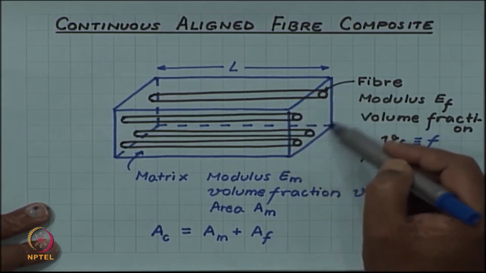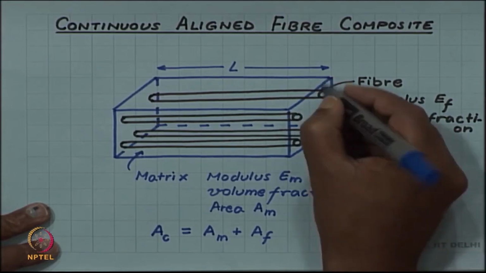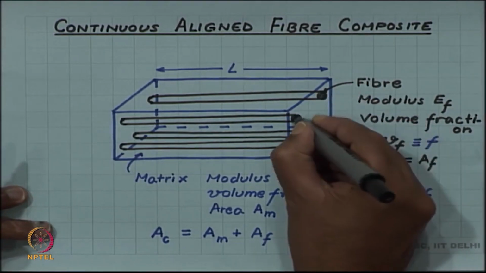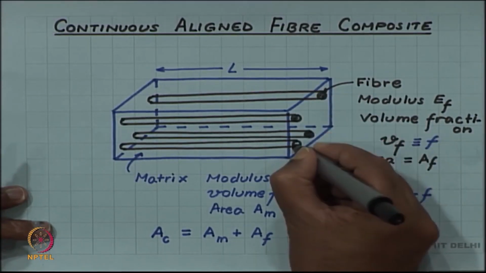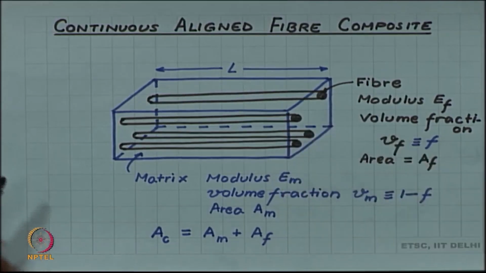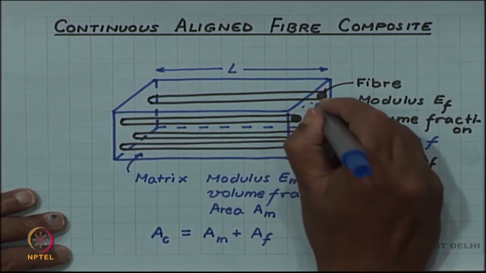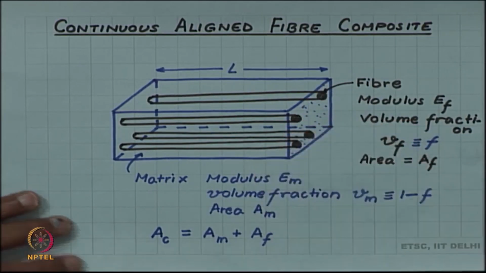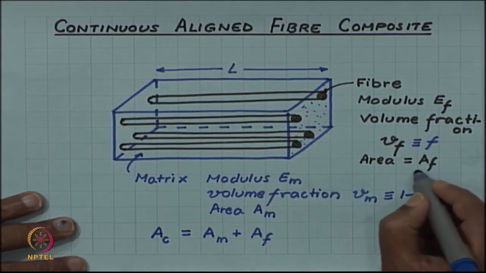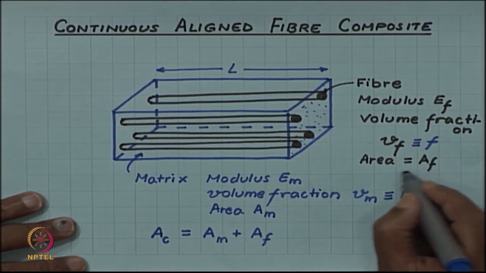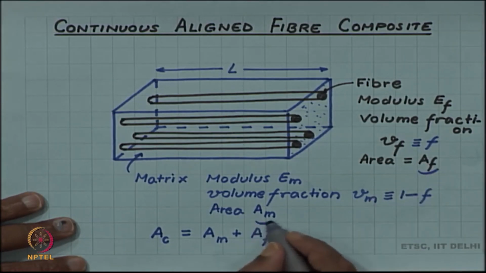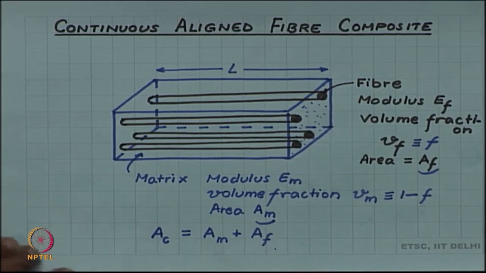On the cross sectional area, a part of the area is taken by the fiber, whereas the rest of the area is taken by the polymer. If we so wish, we can separately denote the area of the fiber as AF and the area of the matrix as AM. So, the overall area of the composite AC will be the sum of these two areas.